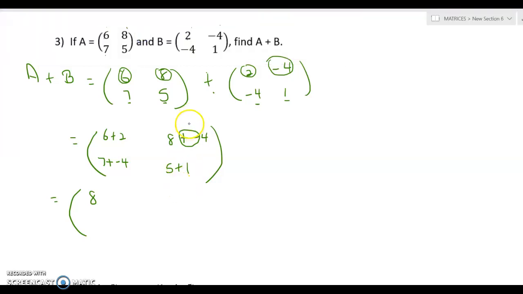A plus and a negative is a negative. So this is really 8 take away 4, which is 4. Again, a plus and a negative is a negative. So 7 take away 4 is 3. And 5 plus 1 is 6. See, pretty easy, not too bad. Right, let's look at another one here.